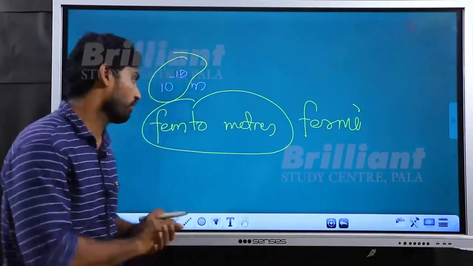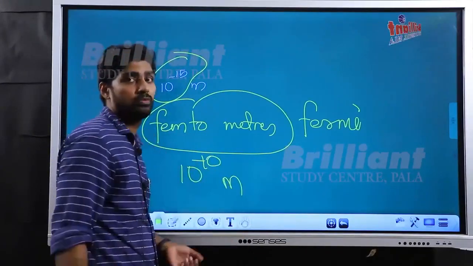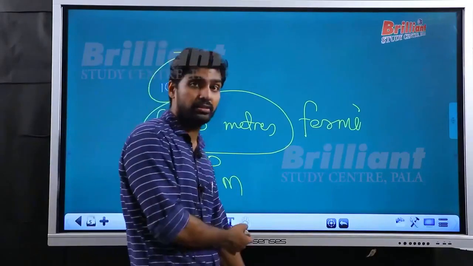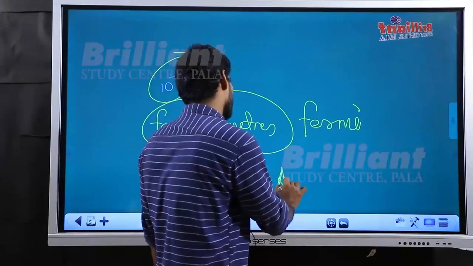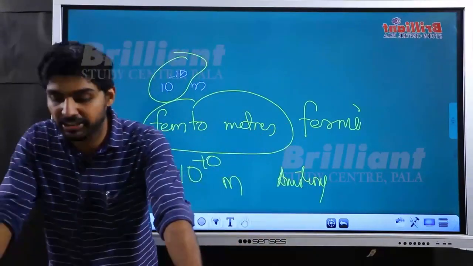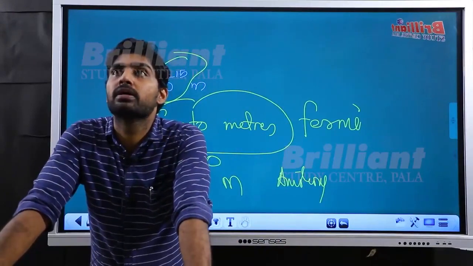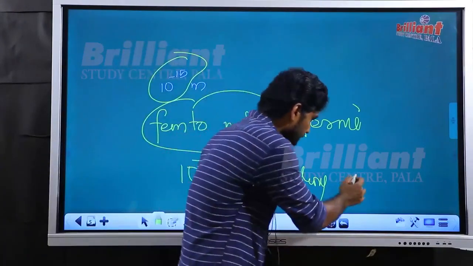Then the size of an atom. The size of an atom is of the order of 10 raised to minus 10 meter. What do we call 10 raised to minus 10 meter? This is what we call Angstrom. It is represented like this.